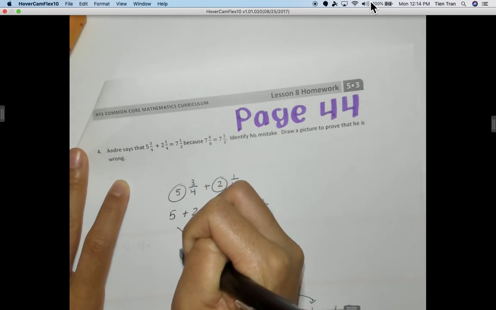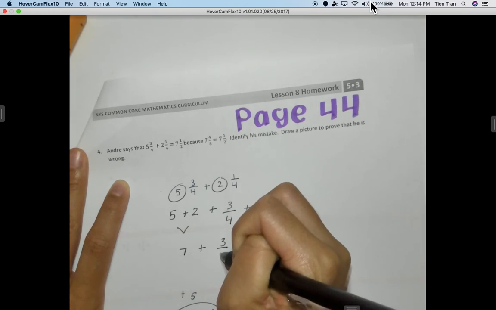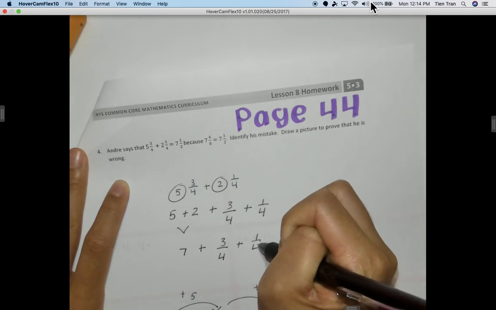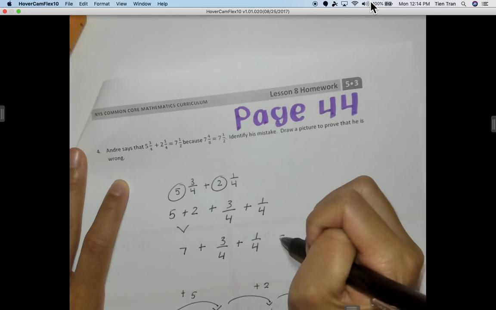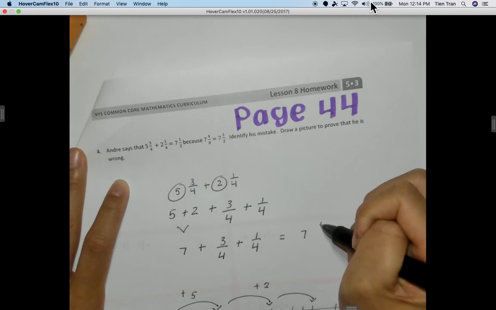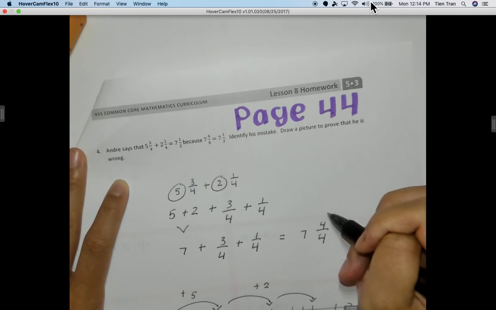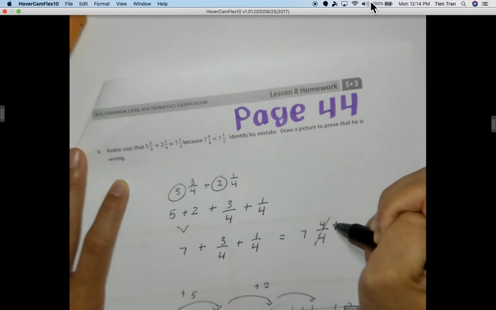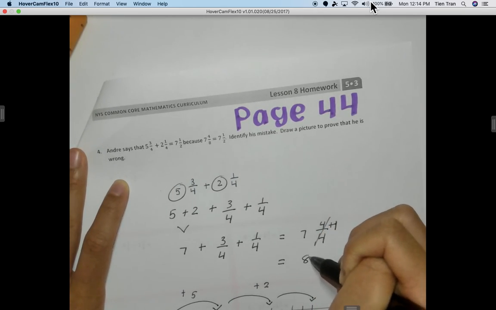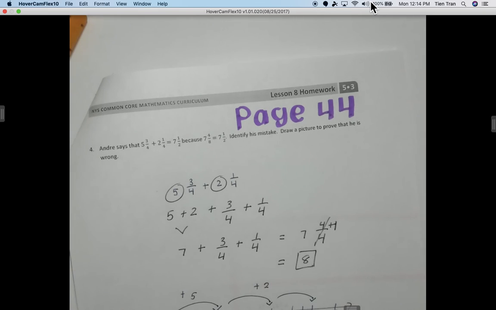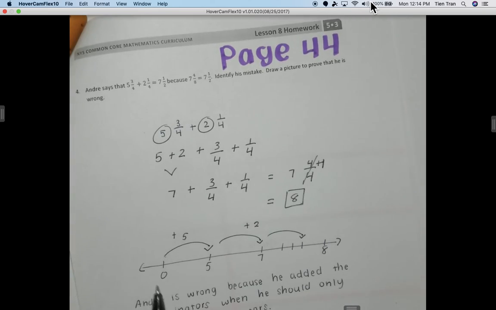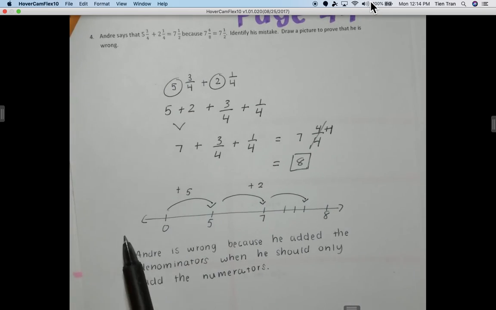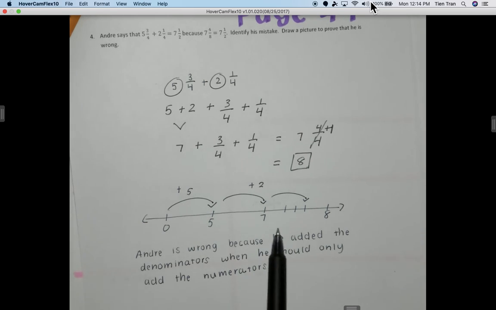5 plus 2 is equal to 7. 3/4 plus 1/4, because they are the same already, is going to give me 7 and 4/4. And remember, 4/4 is equal to 1. So I'm going to add 7 plus 1, which is equal to 8. So my final answer is 8. And you can see that when you draw your diagram or timeline. And Andre is wrong because he added the denominators when he should only add the numerators. And that is all for today.